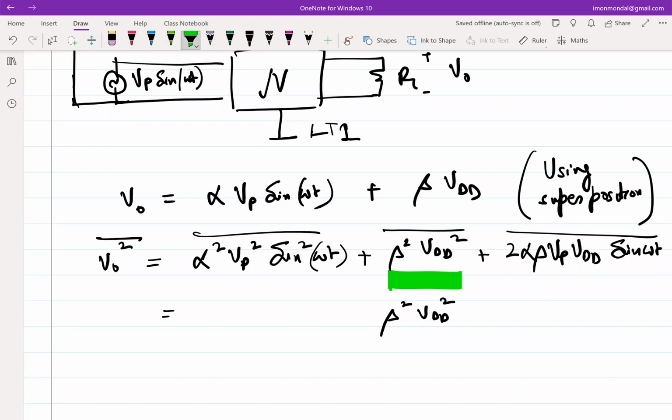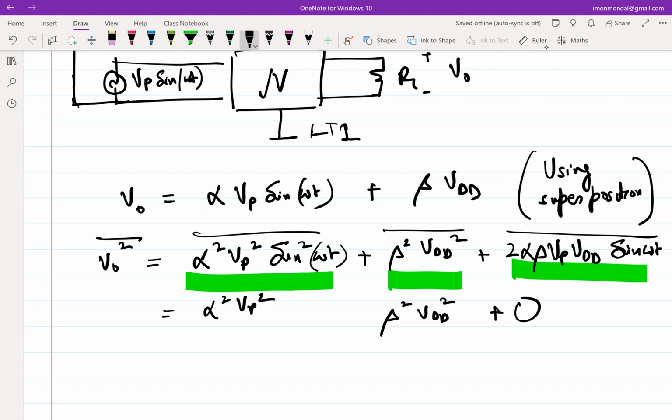What do you think the average of this term is? 0. And what is the average of this term? Alpha squared VT squared by 2, because sine squared omega t can be broken up into 1 minus cosine of 2 omega t, and the average of that cosine of 2 omega t will go to 0. We'll end up with alpha squared VT squared by 2.